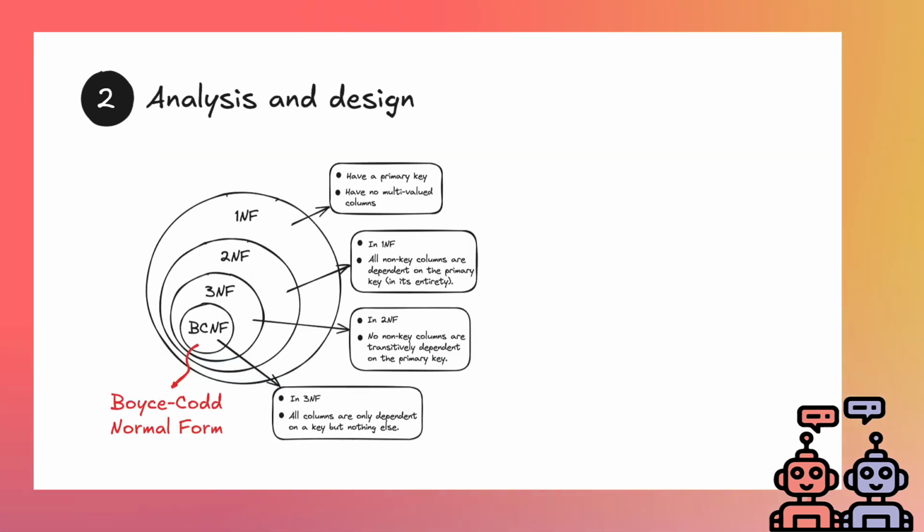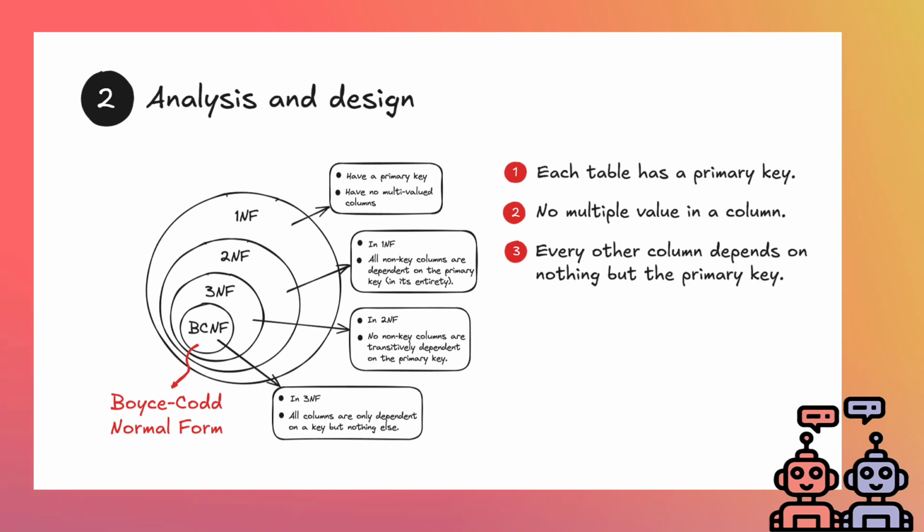The book talks about aiming for something called Boyce-Codd normal form, or BCNF. It sounds technical, but the core ideas are: each table has a primary key, you don't stuff multiple values into one column, and every other column in the table depends only on the primary key, not on other non-key columns. Okay, can you give an example of that last point, depending only on the primary key?